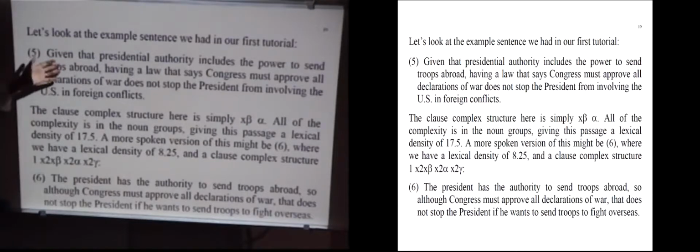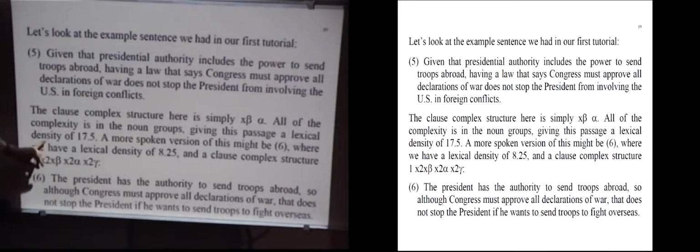And so there's a huge packing of things into the noun groups. All of the complexities in these noun groups give the passage a lexical density of 17.5. That means each clause has 17.5 words in it. That's very, very high. But this is typical of written text, especially scientific text, where you pack as much as you can into the noun groups, and the actual clause structure is very simple.